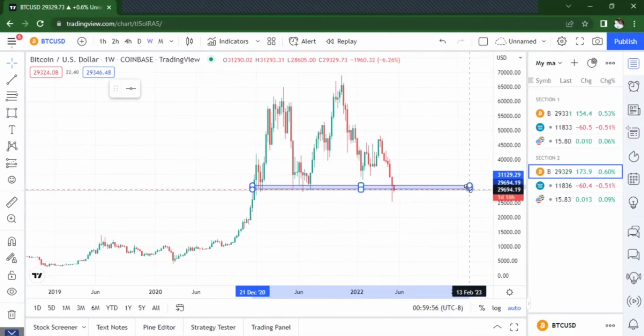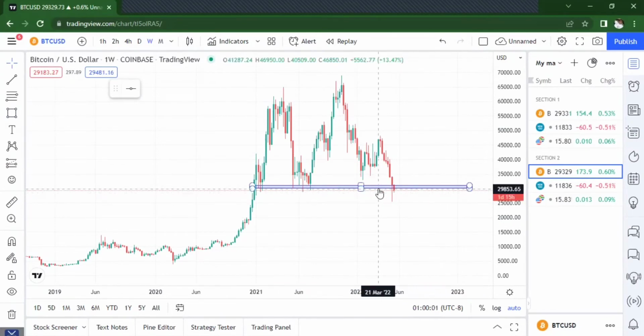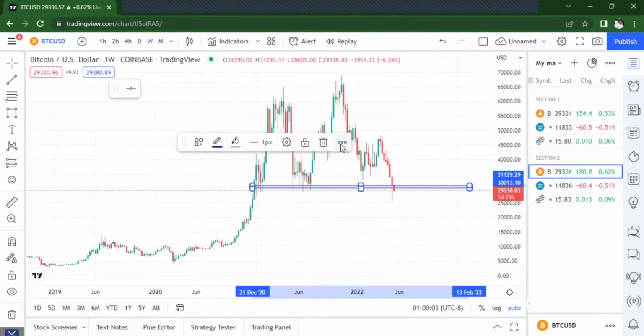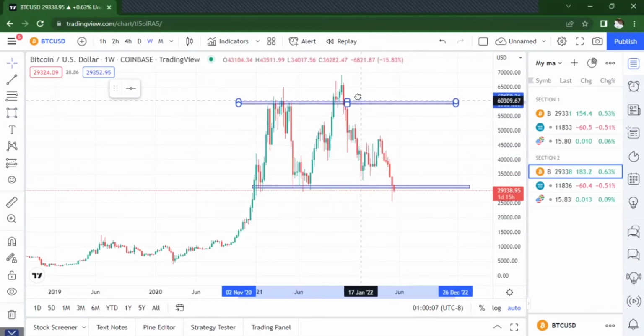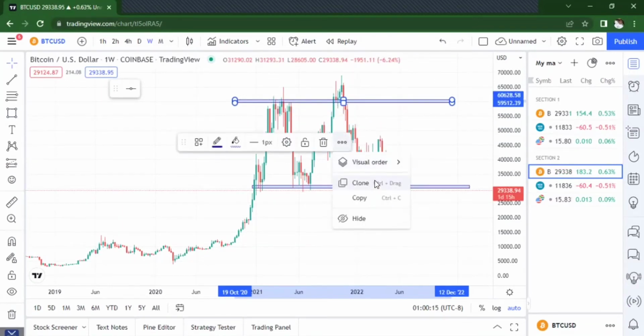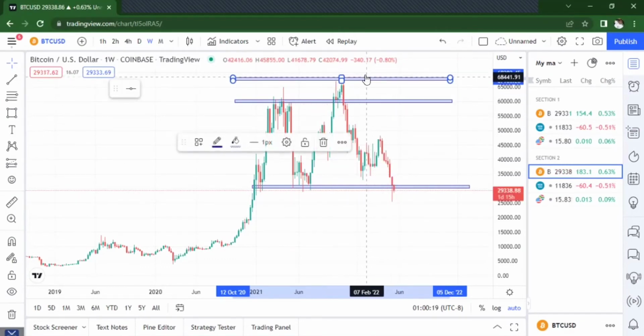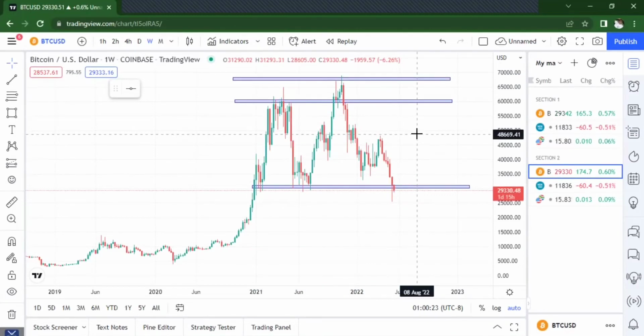So yeah, I like my zone to be very tiny, not that big. And this is also a resistance zone. This is a resistance zone, then another resistance zone. Guys, don't get confused. I'm going to walk you through this.